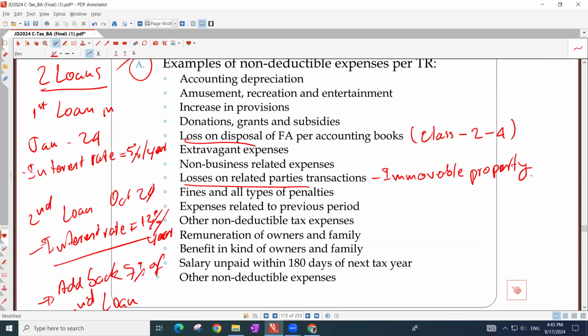Expense related to previous periods, last year's expenses, is also not deductible. Other non-deductible tax expenses, which may be withholding tax that we pay on behalf, or tax penalties, and what else? Remuneration of the owner's families. If the owner's family doesn't come to work and we pay salary, it is not deductible.